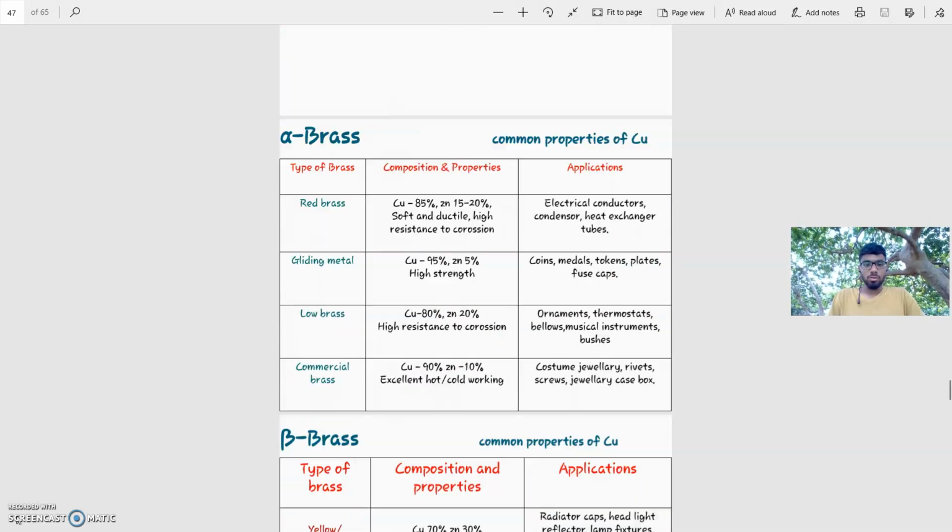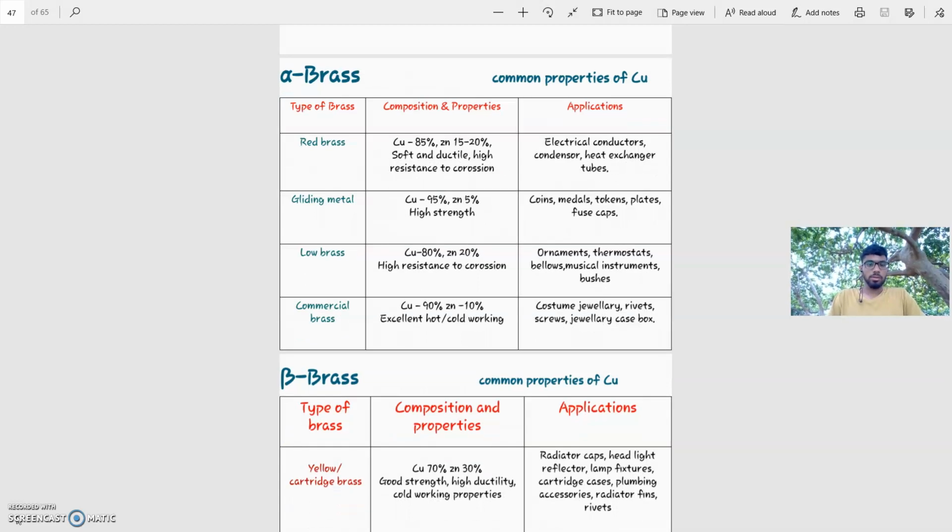Alpha brass. There are four types of alpha brasses: red brass, gilding metal, low brass, and commercial brass. Firstly, red brass consists of copper 85%, zinc 15 to 20%. They are soft and ductile, with high resistance to corrosion. Applications are electrical conductors, condensers, heat exchangers, and tubes. Next, gilding metal. It has a high strength. Applications are coins, medals, tokens, plates, and fuse caps.